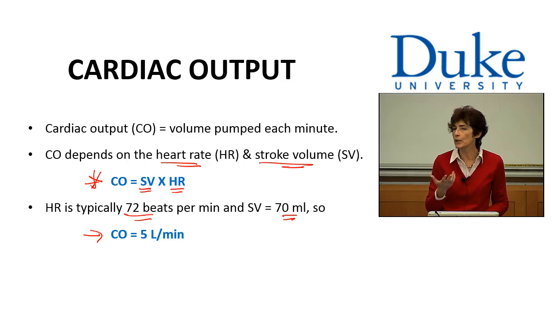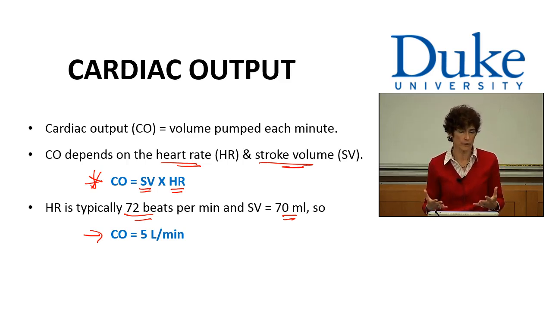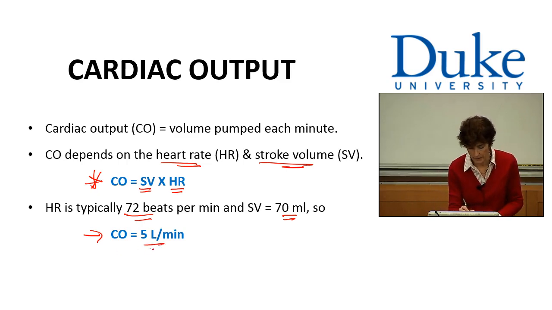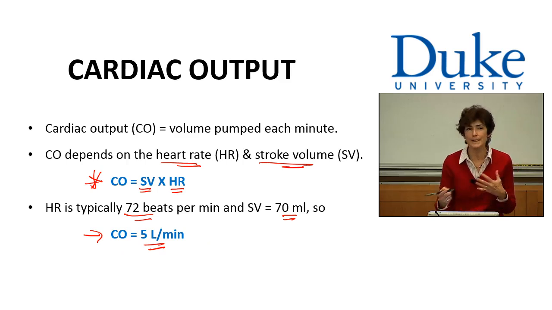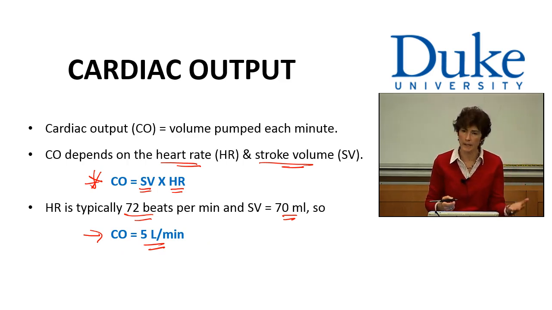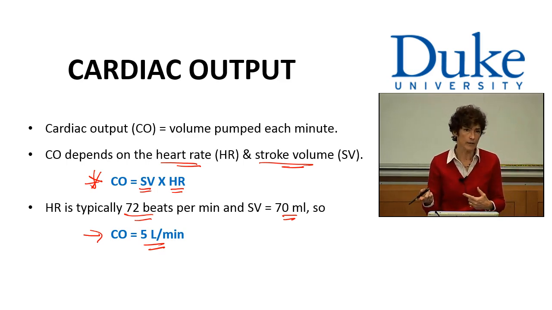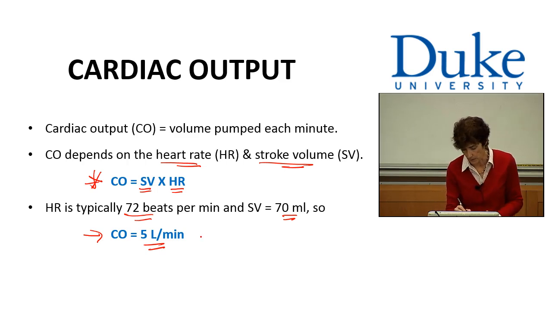Now, if you recall in our athlete, we said that the athlete could have a very low heart rate. This resting heart rate could be something like 35 or 50 beats per minute. But his cardiac output is about the same. His cardiac output is around 5 liters per minute. So how is he able to cope with having a cardiac output of 5 liters per minute and a heart rate that's only, let's say, 50 beats per minute?